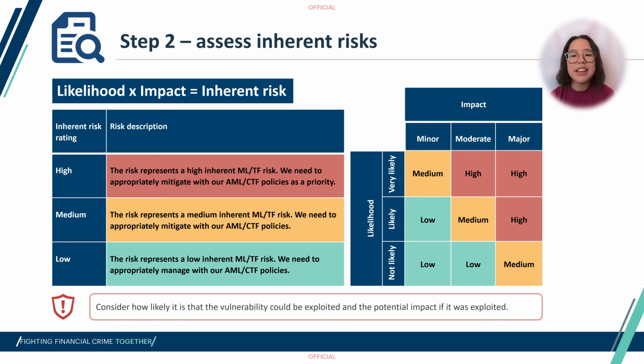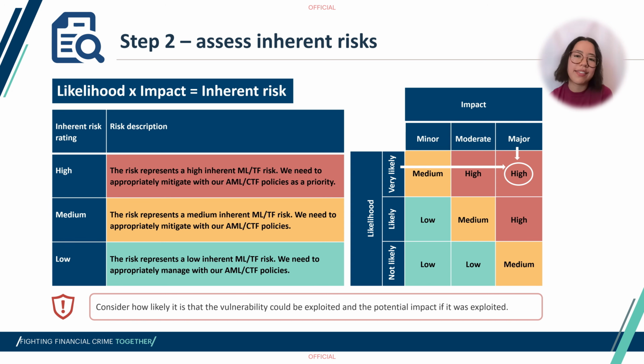From here, you can use a risk matrix, like the one to the right of your screen, to help you get a risk rating by multiplying the likelihood by the impact of the risk. For example, a likelihood of very likely and an impact of major would give us a risk rating of high. You could then use a risk response table, like the one to the left of your screen, to score each of the risks you've identified and assessed.